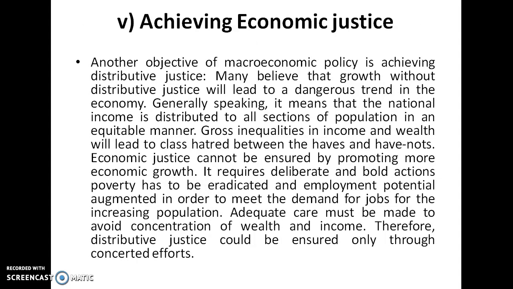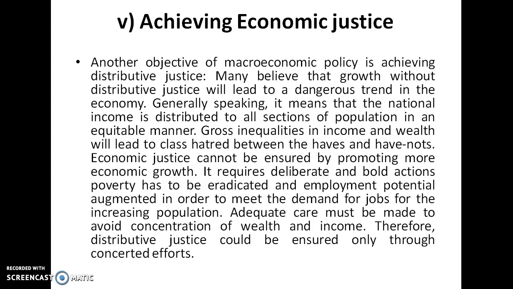Then the fifth objective is achieving economic justice. Another objective of macroeconomic policy is achieving distributive justice. Many believe that growth without distributive justice will lead to a dangerous trend in the economy. Generally speaking, it means that the national income is distributed to all sections of the population in an equitable manner. Gross inequalities in income and wealth will lead to class hatred between the haves and have-nots.